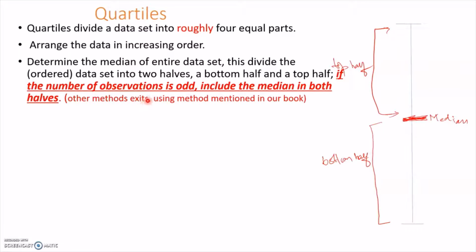And if you look at another textbook, or other videos, you will find, oh, this person is not defining the same thing in the same way, right? So I'm using the method which is described in our book so that there is no confusion for the students. But remember this: will this cutoff value belong to the top half, or will it belong to the bottom half? It's decided by the number of observations. If the number of observations is odd, we include the median in both the halves.